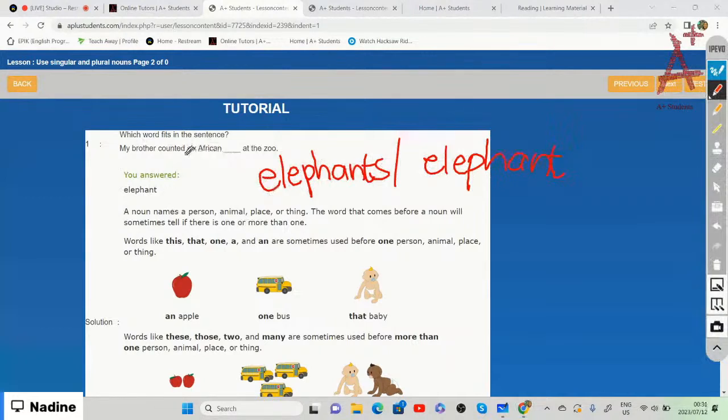And there we have the six. The number or the word six needs to tell us if we're referring to one or more than one. So we're going to choose the word elephants, because we are referring to more than one elephant. It's like counting till six. There are six elephants.